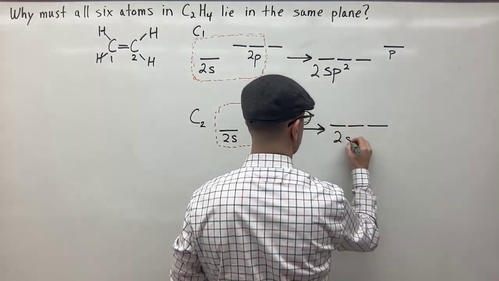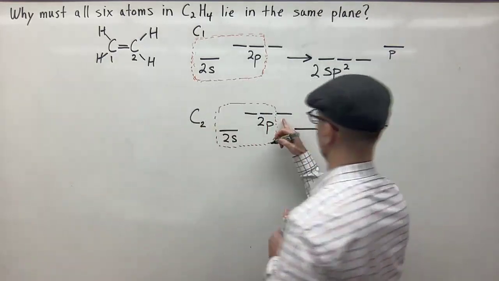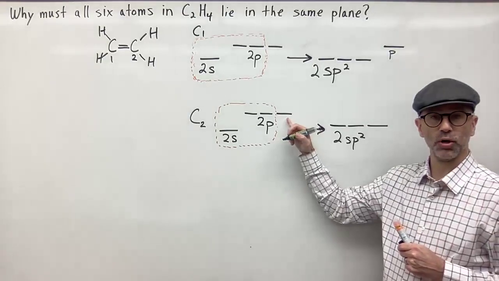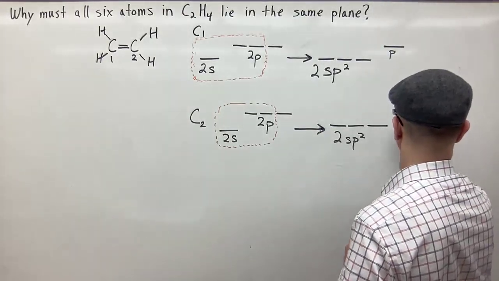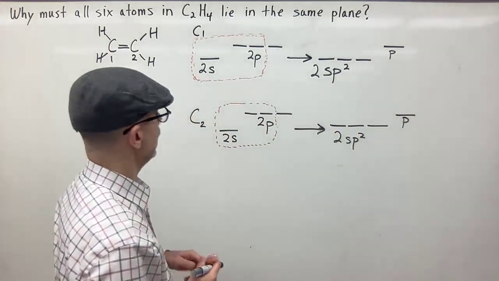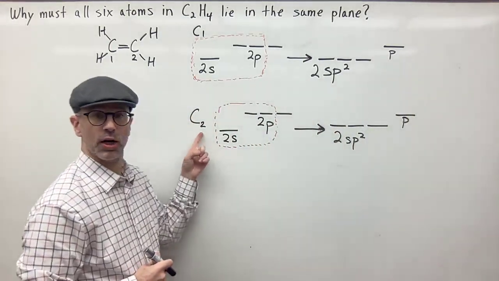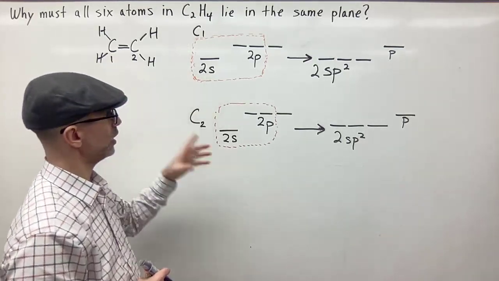So two sp2 hybridized orbitals, and then you're going to have one p orbital that's unhybridized left over. So again, you're going to have one unhybridized p orbital. And so this is for the second carbon, carbon 2. This is for carbon 1.